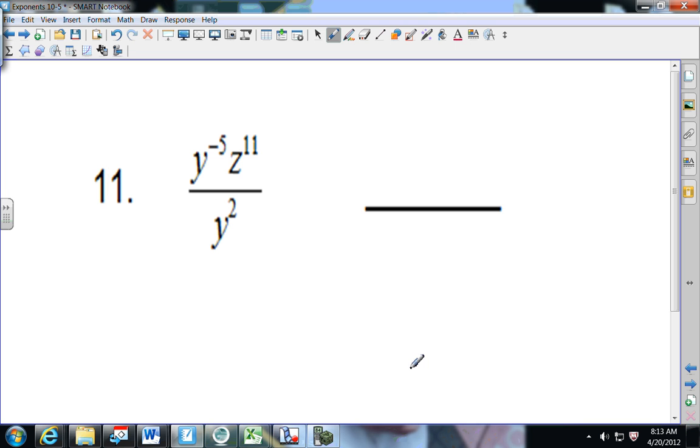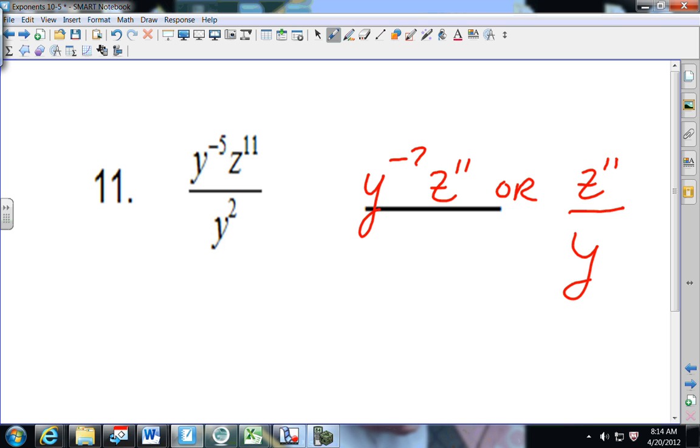Next one. Pause that video, come back and see how you do. Right here, we'll subtract our exponents. -5 minus 2, you get y to the -7, z to the 11th. Well, you can write this with positive exponents by putting z to the 11th over y to the 7th.